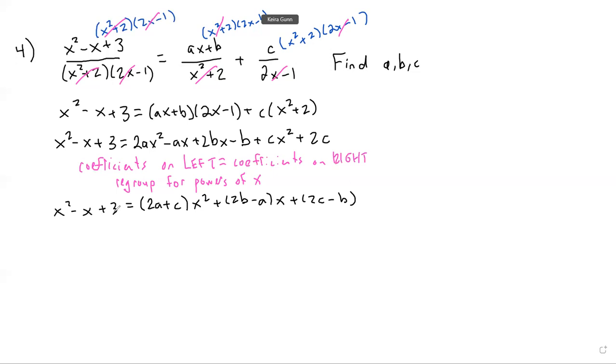And so now, if I want to force the left side to be equal to the right side, it means that 2a plus c for the x squared has to match the coefficient of x squared on the left, etc. So we're going to match the coefficients.